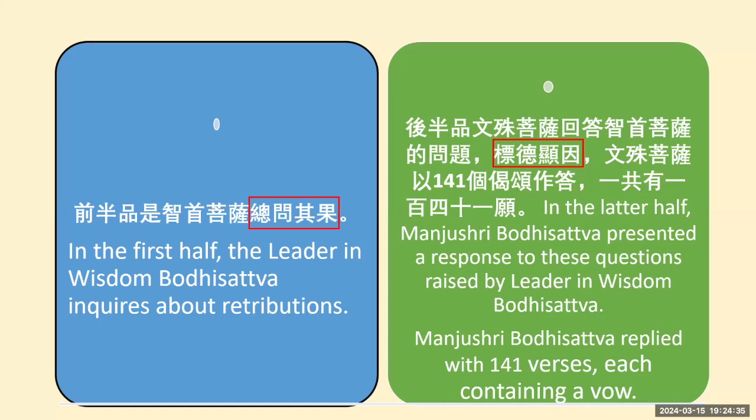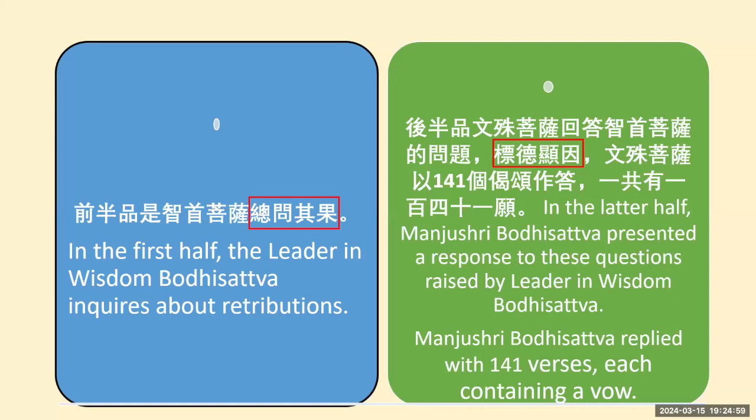The chapter can be divided into 2 parts. In the first half, Leader in Wisdom Bodhisattva inquires about retributions, seeking guidance from Manjushri Bodhisattva on behalf of all living beings on how to attain various extraordinary retributions. These questions from Leader in Wisdom Bodhisattva truly open our eyes.